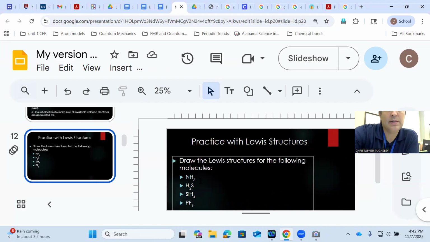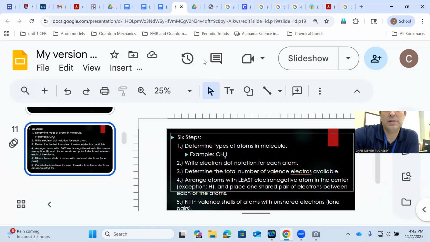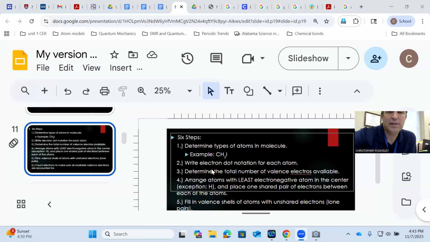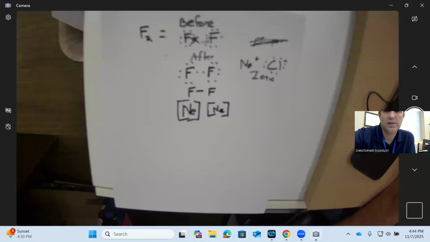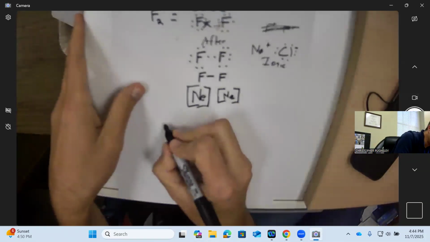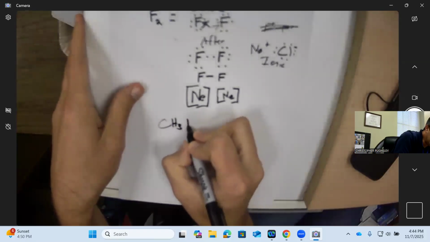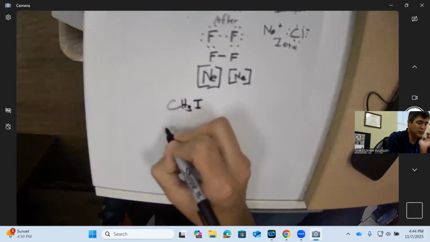All right. Let's do the one right over here. So again, we've done that right here. So you wrote that you're going to do this, and we're going to walk that through here. So I'm going to show you this right here. So we're doing CH3I. All right, and it says do our dot diagram before we do each of them here.